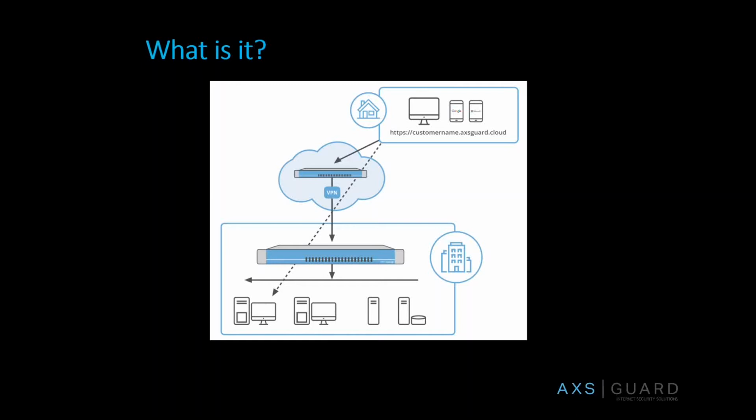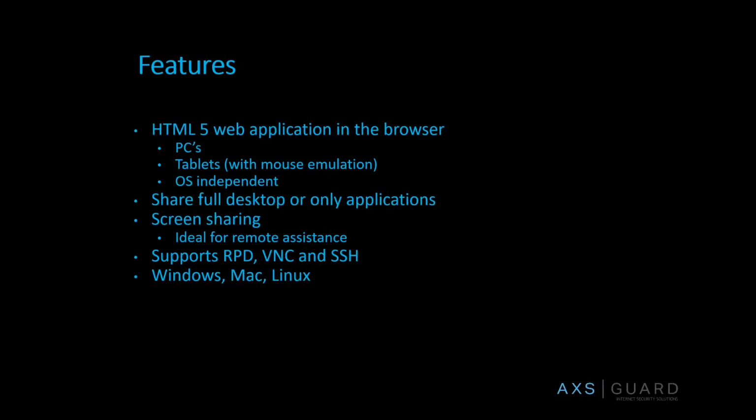Remote Workspace uses the capabilities of HTML5. So this makes it OS independent. It can be used on PCs, tablets and thin clients, for instance. You can share full desktops or only a few applications. Remote support is easy. The user can generate a URL that he can share, and the URL will allow another remote user, for instance a support person, to see what is happening on the screen, and he can even take over the keyboard and mouse.